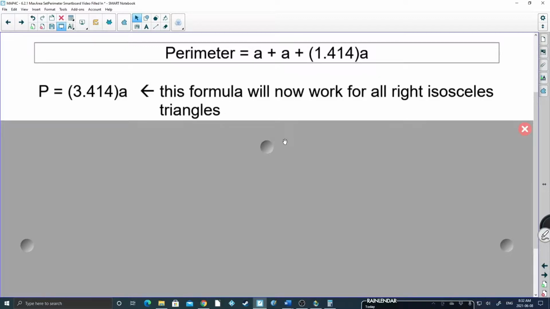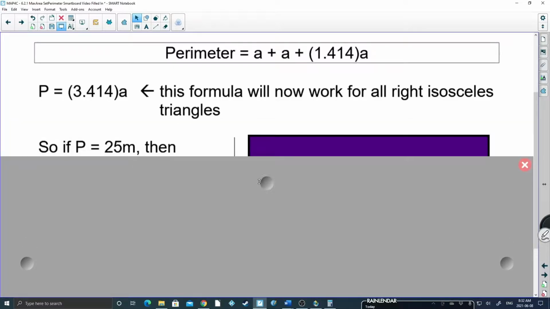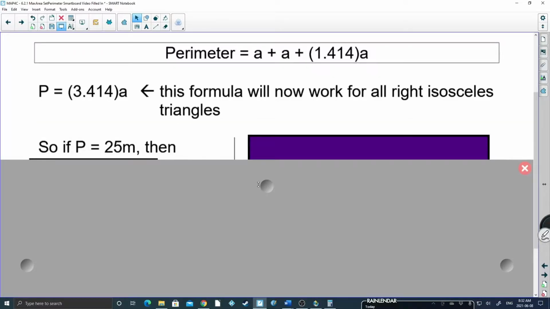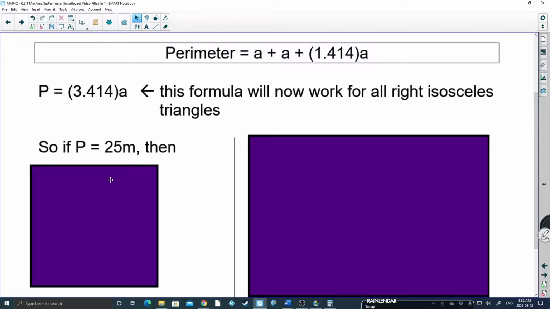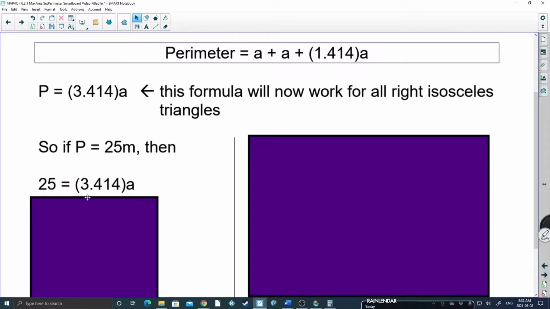And remember that optimization means either finding the minimum perimeter or the maximum area. So how do we then find the maximum area? To show you this, I'm actually going to show you a numerical example. Let's set our perimeter to be 25 meters. How would we then calculate the area? Well, if I set my perimeter equal to 25, I can now use this formula up here to calculate what the side length of that triangle is going to be.